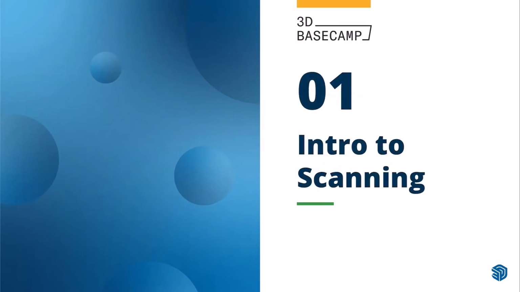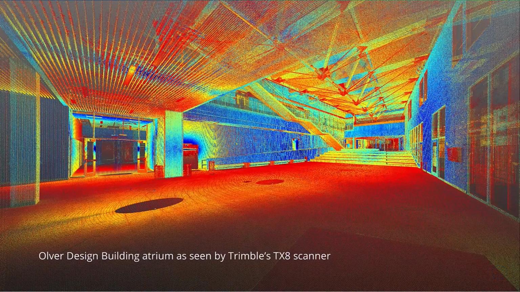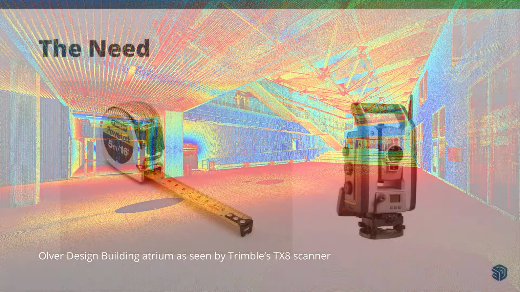Intro to scanning. This view is a scan of the Design Building atrium at the University of Massachusetts. It's a mass timber building that we have been in ever since 2017. It's also housing the first ever Trimble Technology Lab, and we're very happy about being able to use Trimble's tools for our research and our education, of course.